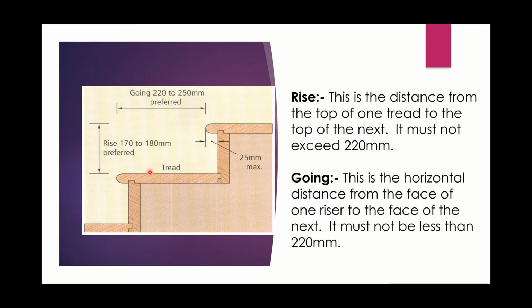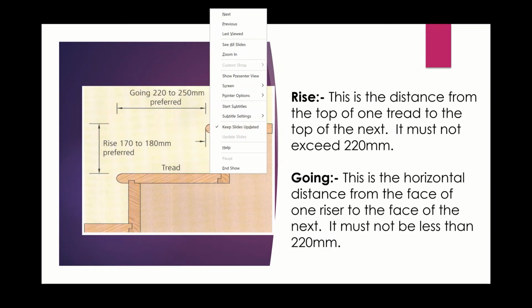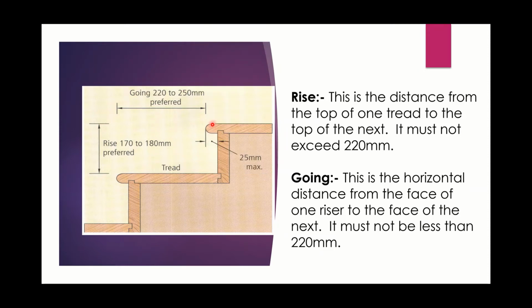So the rise is basically this height here. Right? So from the top of this tread to the top of the next tread, that is known as the rise. The riser is the piece of wood, the rise is that there. With standard regulation, the rise must be between 170 and 180. If it's less than 170, the rise is deemed to be too small, and the step basically is too small. If it's more than 180, so if it's more than 220, it's considered to be too high, and I suppose a step that's too high can be considered to be dangerous.